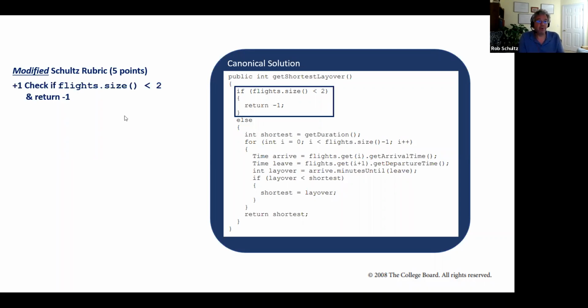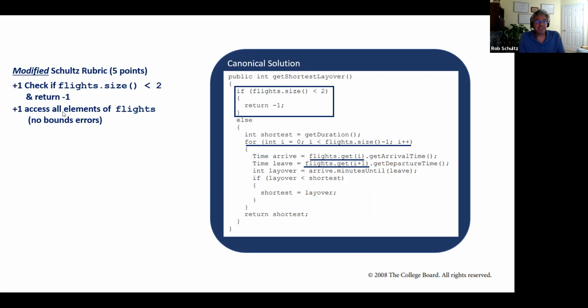So we now have 5 points. The first point is to check if flights.size() is less than 2 and return -1. The second step is to access all of the elements of flights with no bounds errors, and we do that. So our for loop goes from 0 up to flights.size() - 1, and then within the for loop, we reference the elements at position i and i + 1.